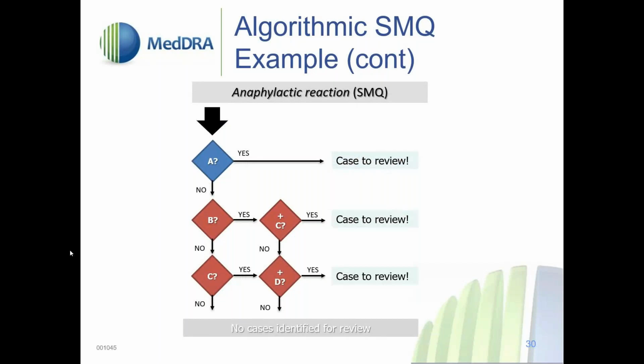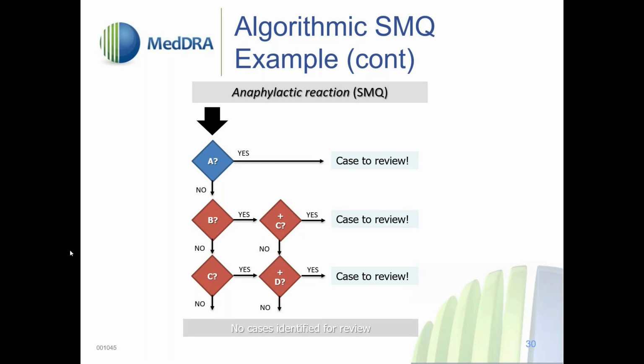It's all the same, just another representation in this flowchart. So when going through the cases, you first check for narrow terms. If you have a narrow term included in your case, it's a case to review. If you don't find a narrow search term, you check, do I have a term from category B? Yes. Then the next check is, do I have a term from category C? Yes. It's a case to be reviewed.